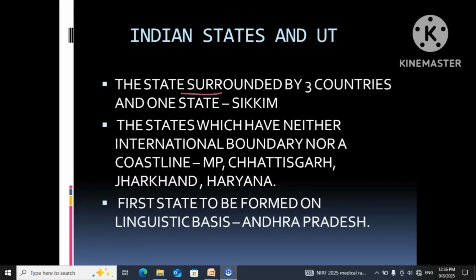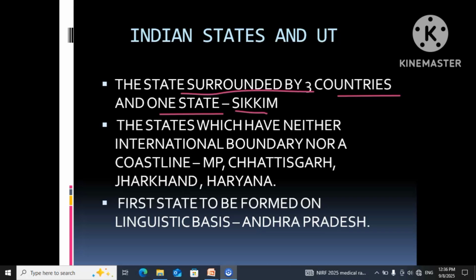The state that is surrounded by three countries is Sikkim. Sikkim has three countries' borders, like Bangladesh, Myanmar, and China. And one state, I think, is Assam, or maybe Manipur, or maybe Arunachal Pradesh. So out of these, only one state.